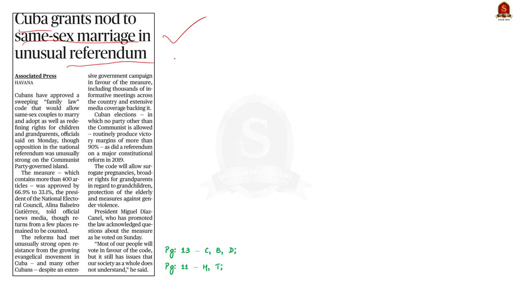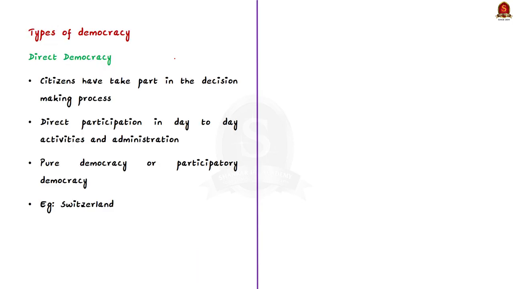In this context, let us understand about the different types of democracy. See, democracy is of two types. One is direct democracy and the other one is indirect democracy. Let us see how one is different from the other. See, direct democracy refers to the system in which citizens have the right to take part in the decision-making processes. It requires direct participation from the citizens of the country in day-to-day decision-making and administration of the government. So, the citizens of the country have a direct say in formulating the laws and affairs that influence them.